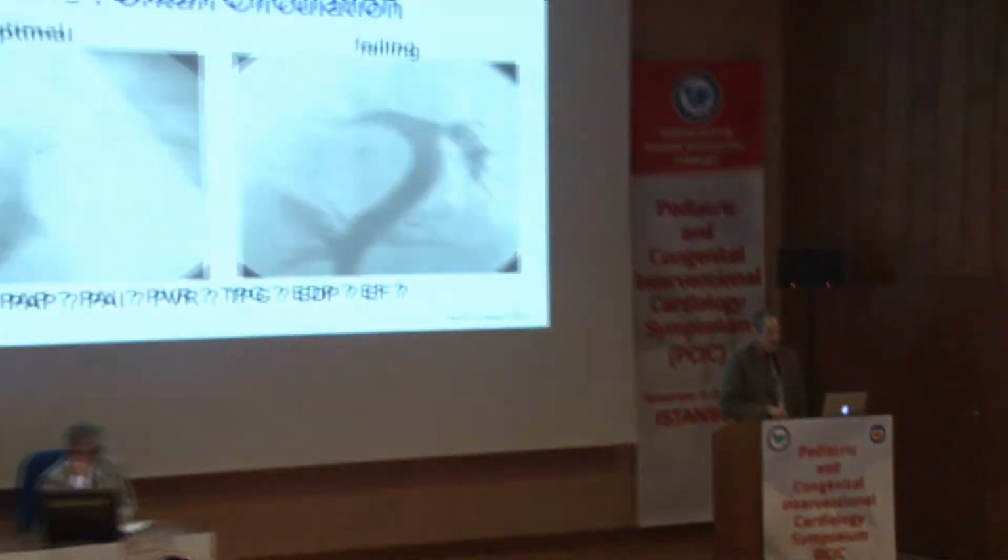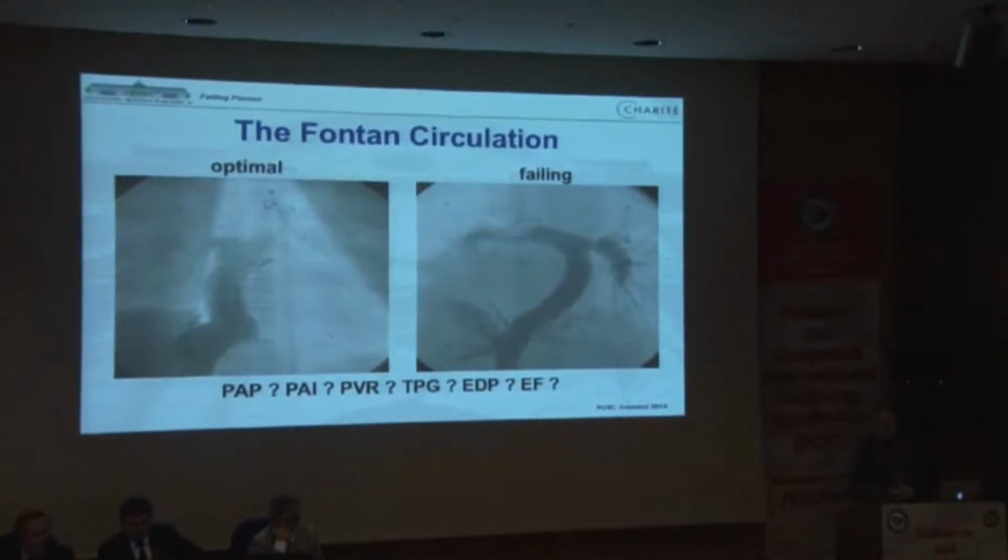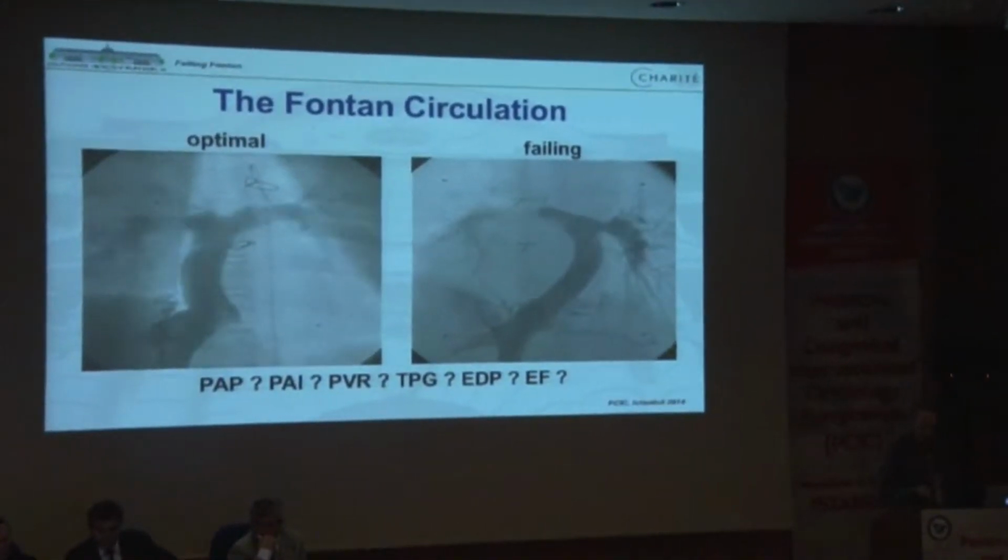I will talk about the interventional options in failing Fontan. The Fontan modification is a palliation on time. If you look at these two examples, on the left-hand side you see an optimally functioning Fontan modification without any problems, without any comorbidities. On the right-hand side, there is a typical example of a failing Fontan with a very diminished forward flow, causing comorbidities and significant problems.